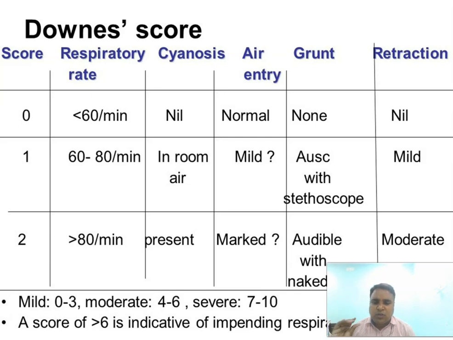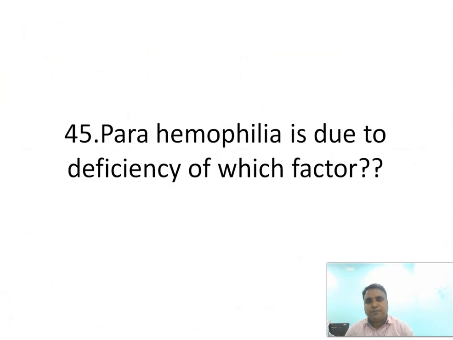If the total score is 0 to 3, then this is a mild variety. If the score is 4 to 6, it's a moderate variety. If the score is 7 to 10, then it's a severe variety. If the score is more than 6, it indicates impending respiratory failure. So you have to remember Silverman-Anderson scoring and Downes scoring.